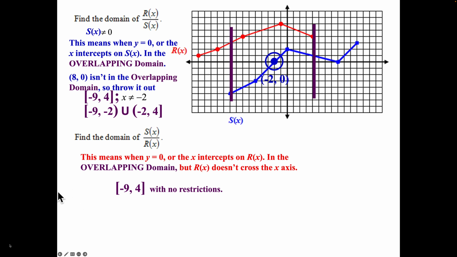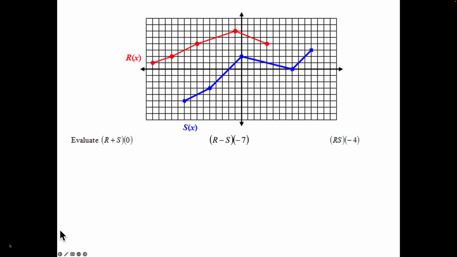All right. Okay, let's put some numbers in. Let's say we want to do r plus s of 0. R of 0 plus s of 0. Okay, that's between -9 and 4. It's all good. All right, here we go. We go to 0. I go up to the r graph. Uh-oh. It's not hitting the tick mark perfectly. The blue graph, oh, that's a 2. I got it.